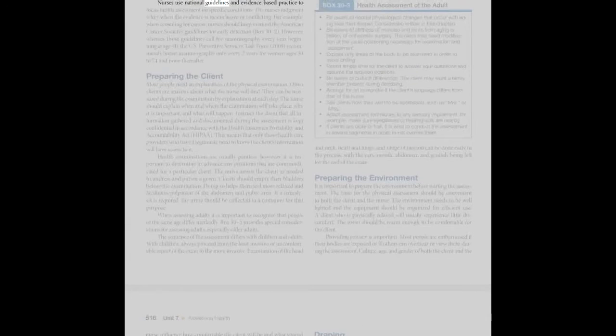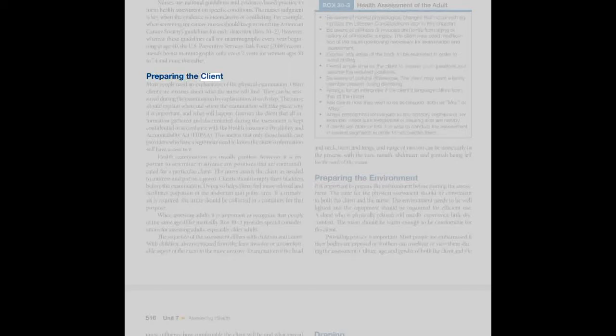nurse use national guidelines and evidence-based practice to focus health assessment on specific conditions. The nurse's judgment is key when the evidence is inconclusive or conflicting. For example, when screening for cancer, nurses should keep in mind the American Cancer Society's guidelines for early detection, Box 30-2. However, whereas those guidelines call for mammography every year beginning at age 40, the U.S. Preventive Services Task Force, 2009, recommends breast mammography only every 2 years for women ages 50 to 74, and none thereafter.